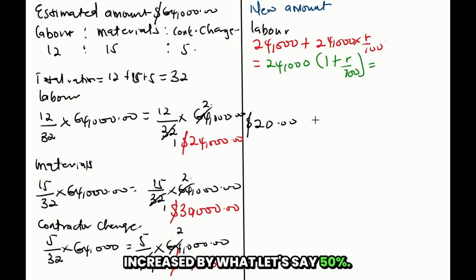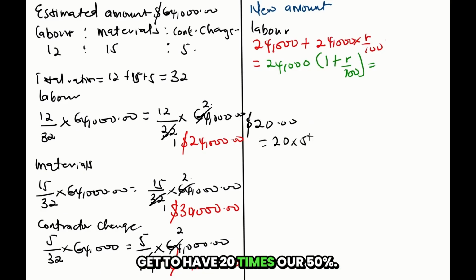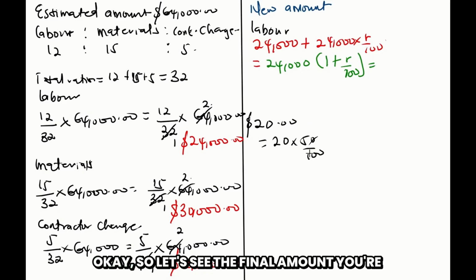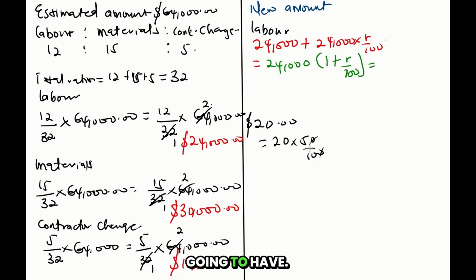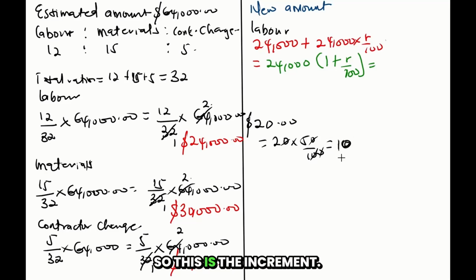Let's say 50%. If it increased by 50%, then that means you're going to have 20 times our 50%. Okay, so let's see the final amount you're going to have. This is going to cancel. This also cancels. And this is going to be what? 10. So you're having 10. So this is the increment.